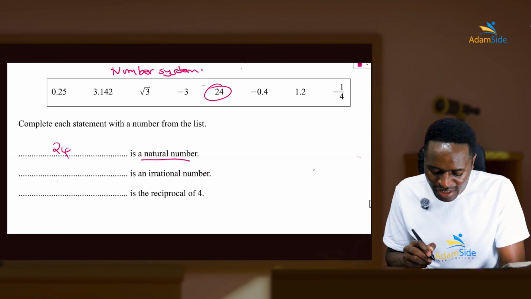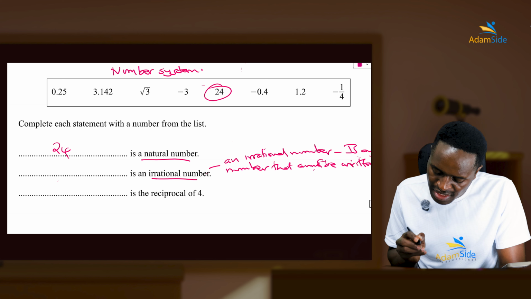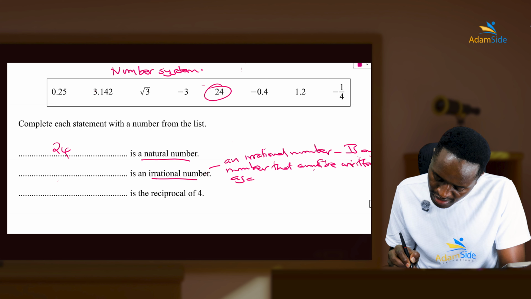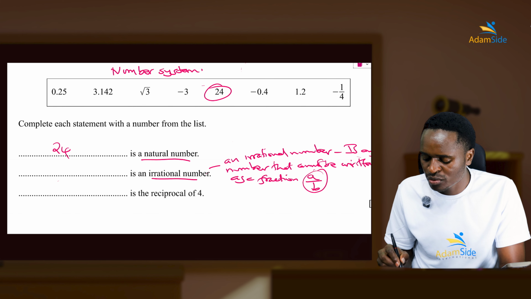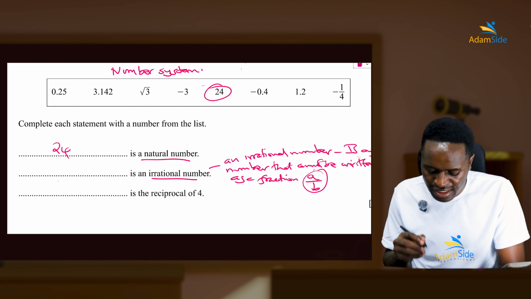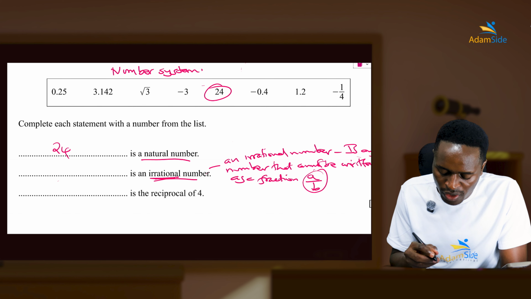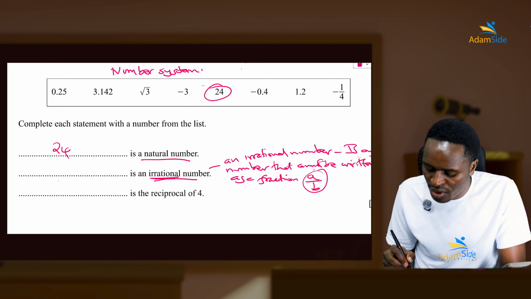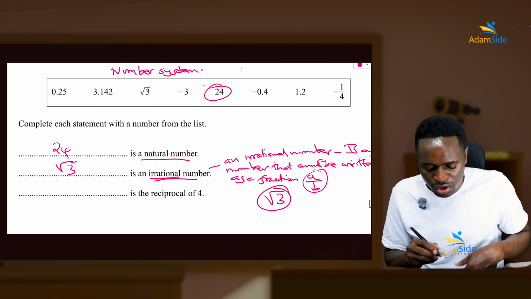And then, what is an irrational number? We say an irrational number is any number that cannot be written as a fraction. That means it cannot be written in the form of a over b. Any number that cannot be written in the form of a over b is called an irrational number. For example here, irrational numbers will be the square roots of numbers that are not square. Root 3, so this is our answer. Square root 3.